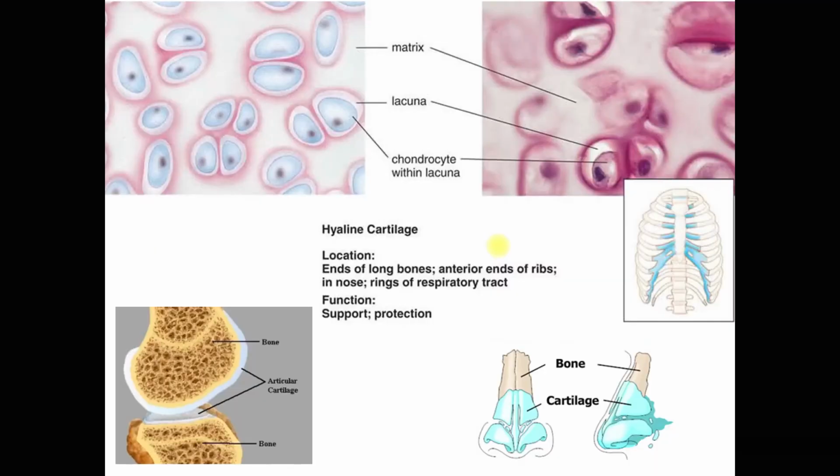Now a closer look at where this hyaline cartilage can be found. This is the nose, not the bridge of your nose, that is bone, but your nose itself. It's the hyaline cartilage. And then the rings of the respiratory tract, for support and protection. So this is the chondrocytes, this is the lacuna, this is the matrix.